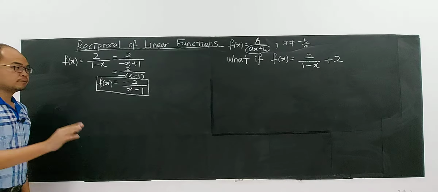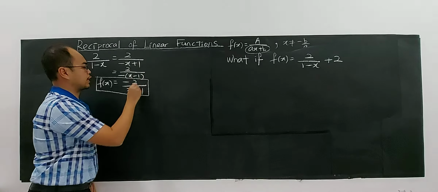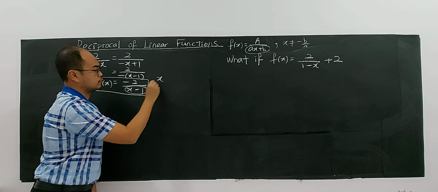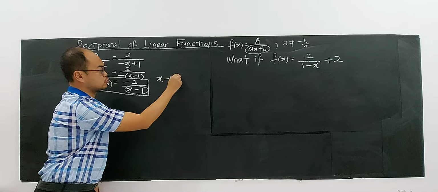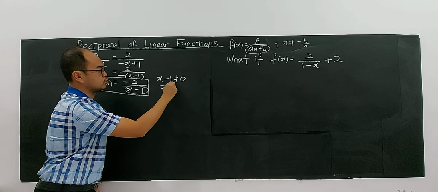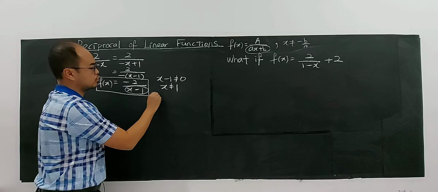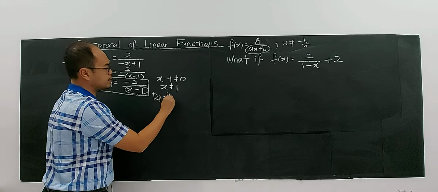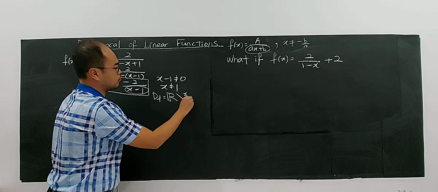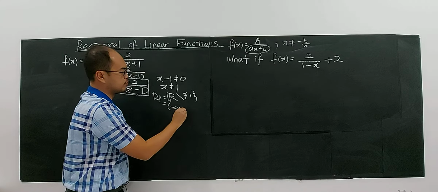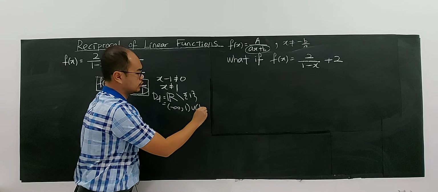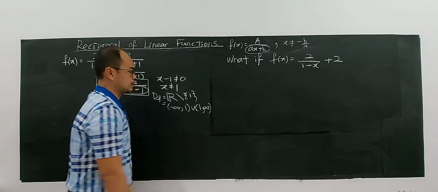Very simple. To find the domain, you look at the denominator, not anything else but the denominator. Here x minus 1 should not be 0, so x should not be 1. So your domain of f is any number except 1, or you can write in interval form, from negative infinity up to 1 union 1 to infinity.